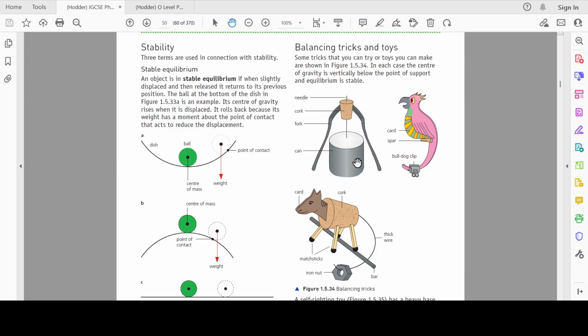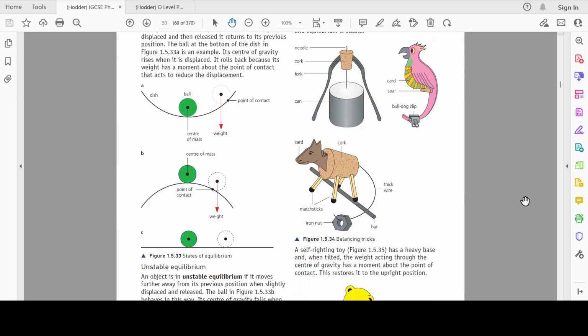So they're giving you ideas of making balancing toys. And the whole concept is, in each case, the center of gravity is vertically below the point of support and the equilibrium is stable. So whatever the point of support is, the weight, in this case the can or the bulldog clip or the iron nut, is below the point of support. So that's one thing.